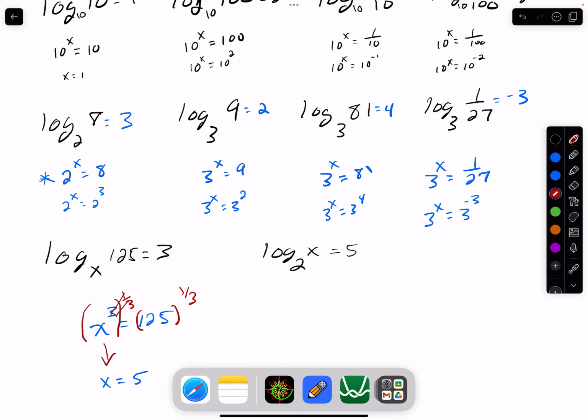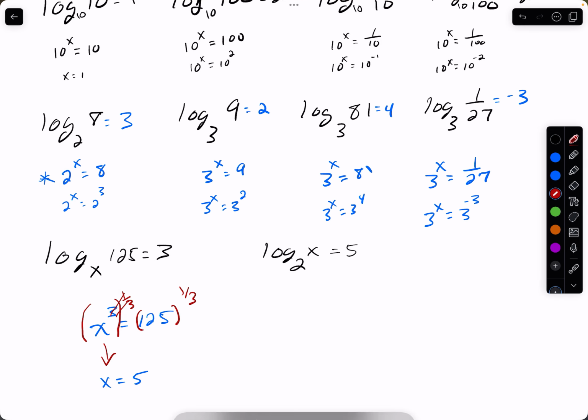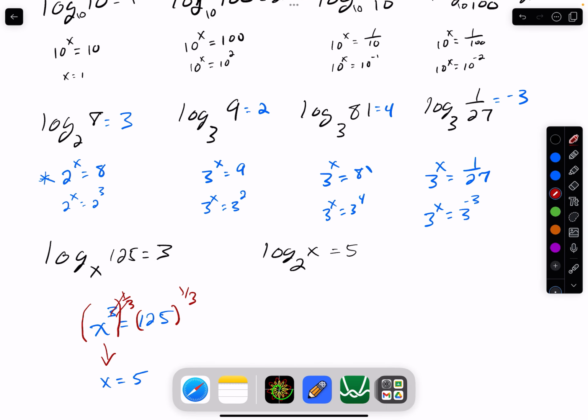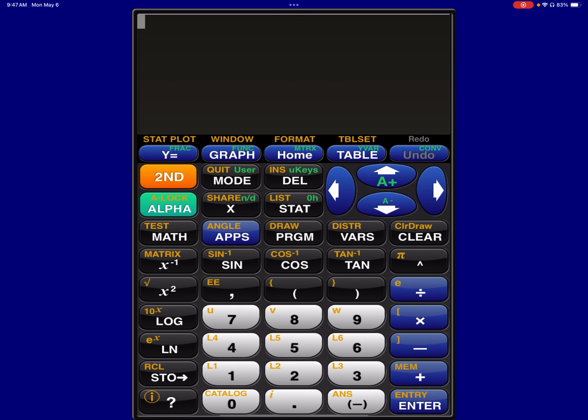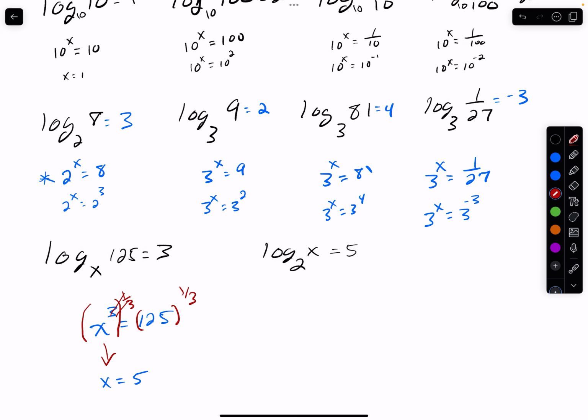And then if we go to our calculator, I can say 125 raised to the 1/3 power, and our answer is going to be 5. So if you need to use your calculator, great. If not, use your tables that we can hand out to you all.